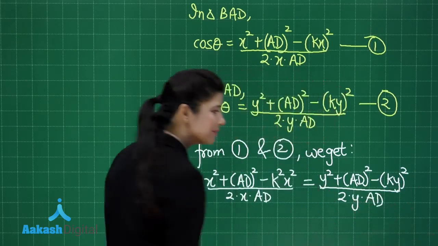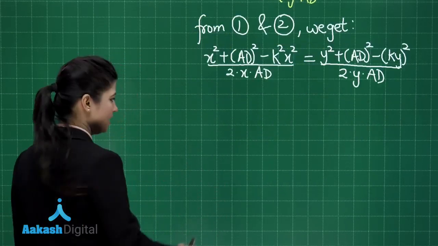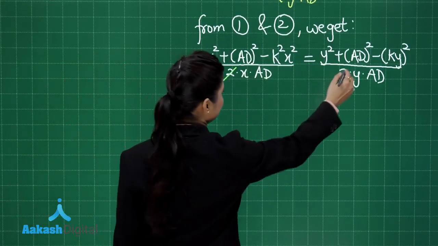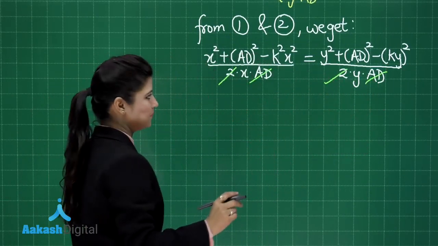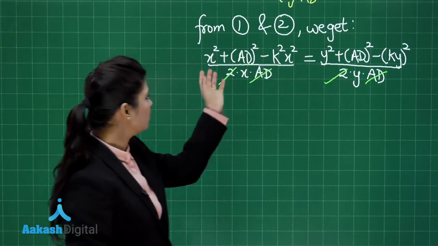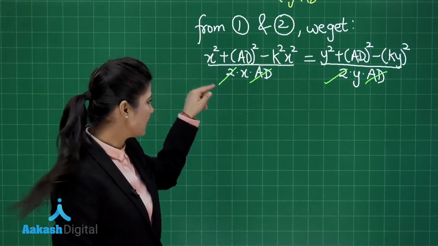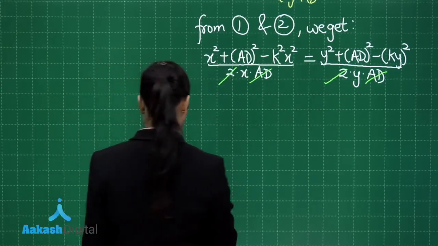Now it's time to simplify this. On both sides, you can observe the denominator part. In the denominator, the 2 will get cancelled. Moreover, I have AD, which will also get cancelled. So we have here y, which can be transposed to the left hand side, and x to the right hand side. So let's simplify that.